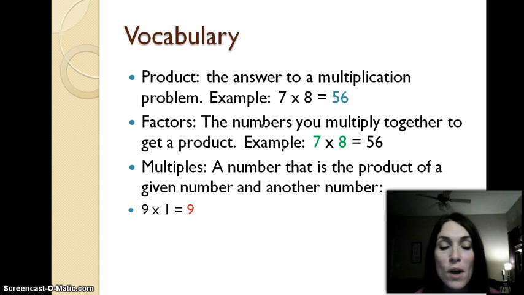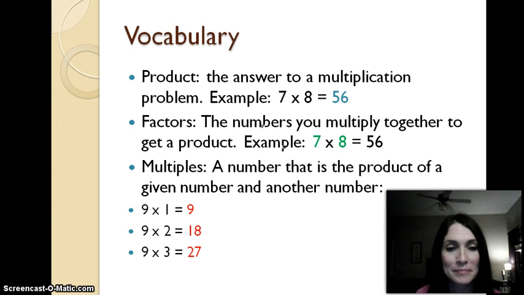So 9 times 1 equals 9. 9 times 2 equals 18. 9 times 3 equals 27. 9, 18, and 27 are all multiples of the number 9.